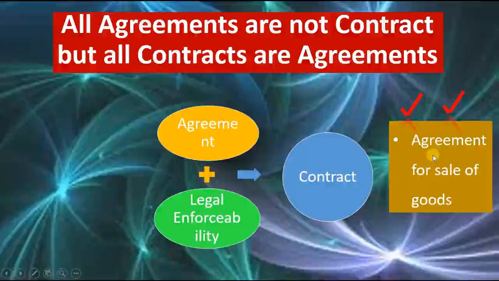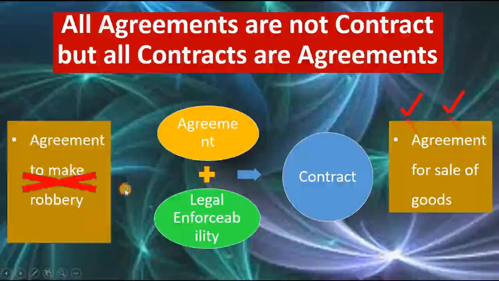So let us consider an example. Agreement for sale of goods is both an agreement as well as a contract, because sale of goods is an agreement, sale of goods between A and B. So there is a proposal, there is an acceptance, so it's an agreement, and again which can be enforceable by law, so it is a contract. But consider an example, agreement to make some robbery or some crime.